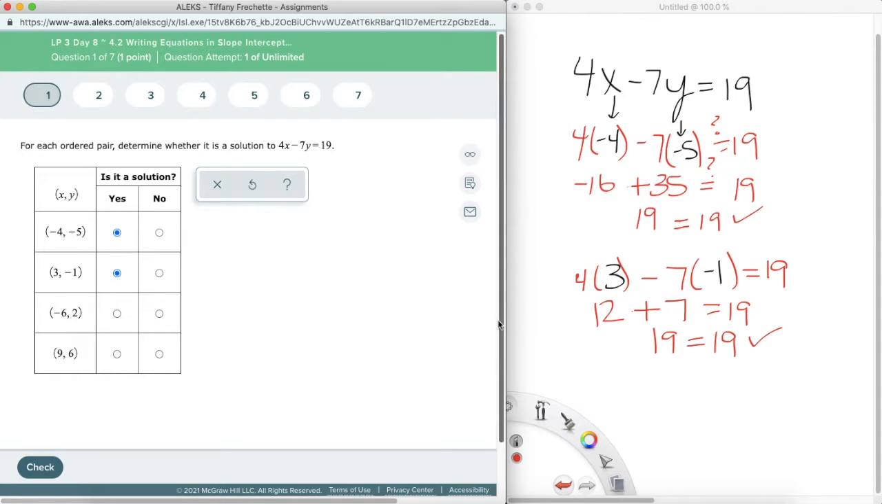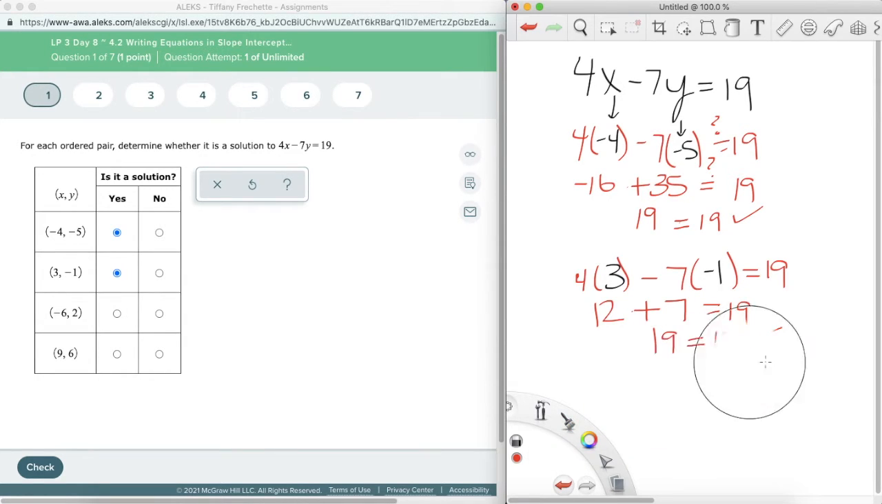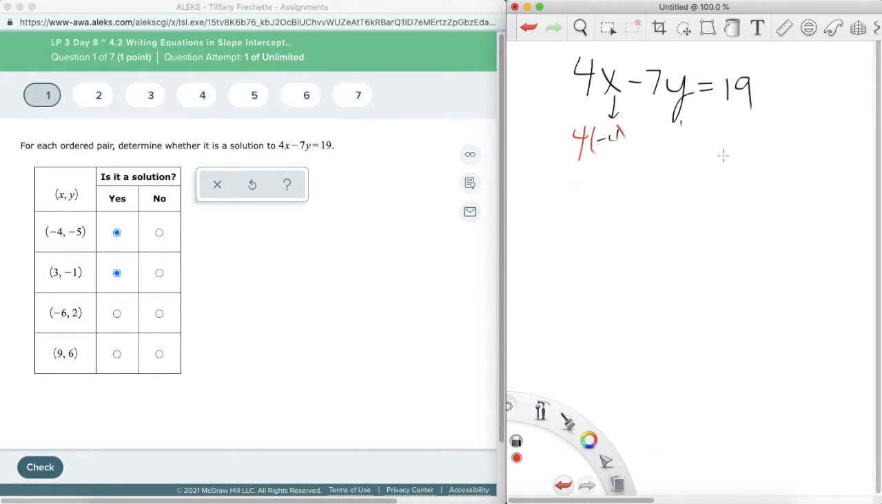And all of them can be yes, all of them can be no. You need to test each and every one. But usually it's a couple of each. It's usually not all, but I have actually seen that happen. All right, I'm going to back up to the top here so I have a little bit more room. All right, so we're going to have -6 this time for x and 2 for y.